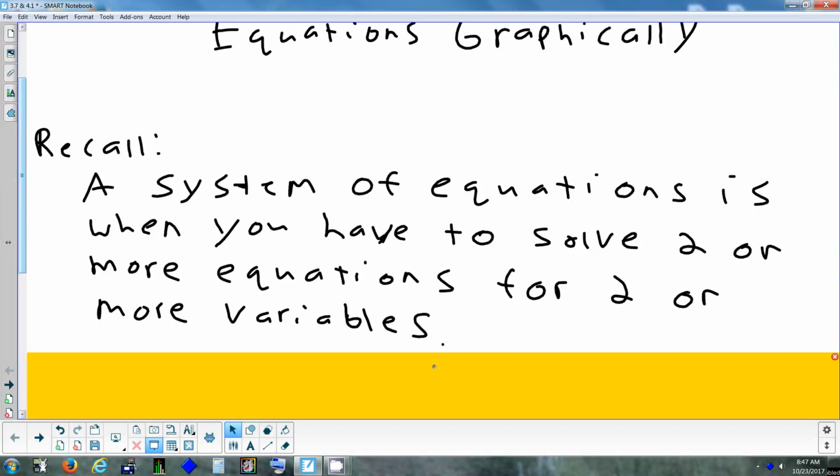Okay, so a system of equations is when you have to solve two or more equations for two or more variables. Generally, in Algebra 1, you stick to two equations, two variables. In Algebra 2, you might step up to three equations and three variables. Okay, when you start getting into three variables, we generally don't do the graphing approach as much.